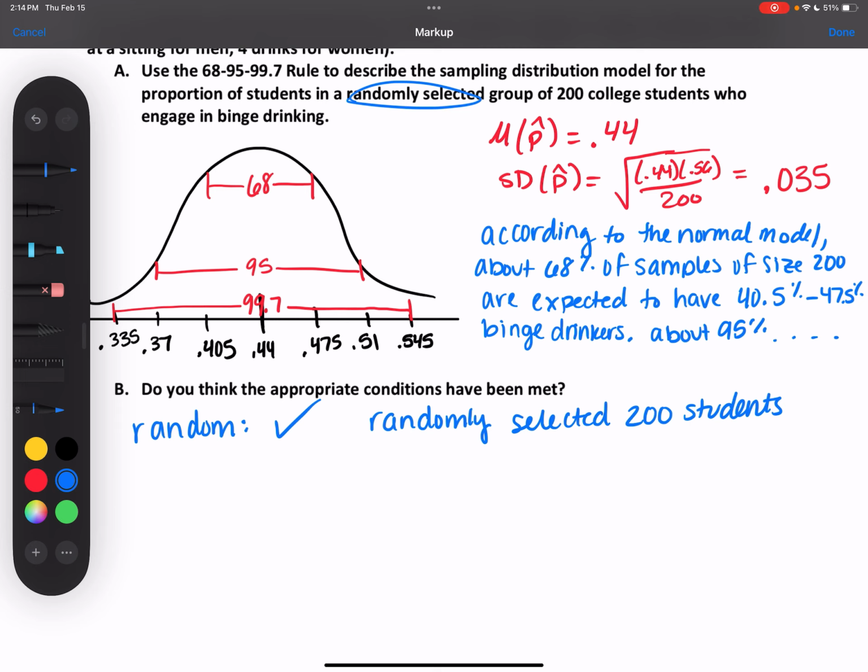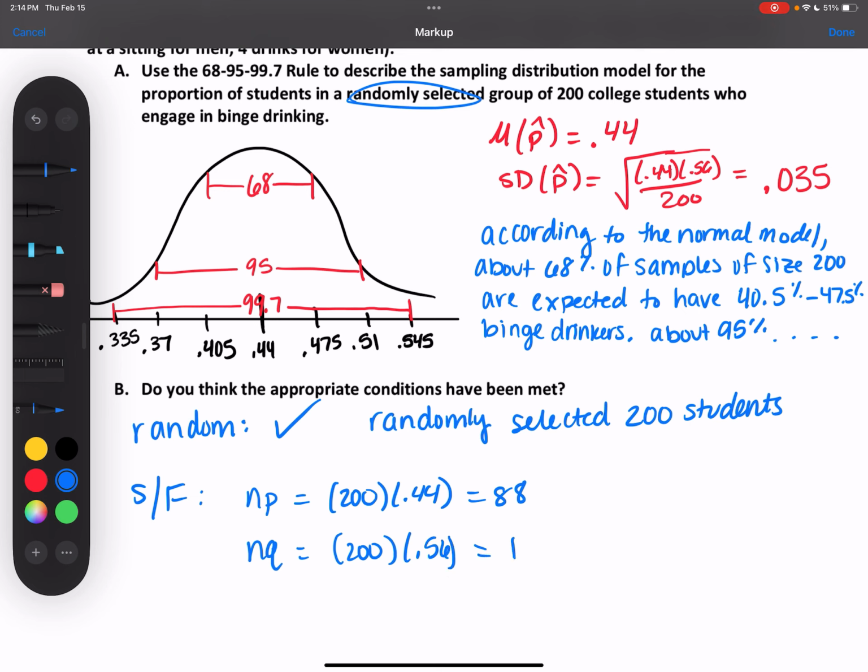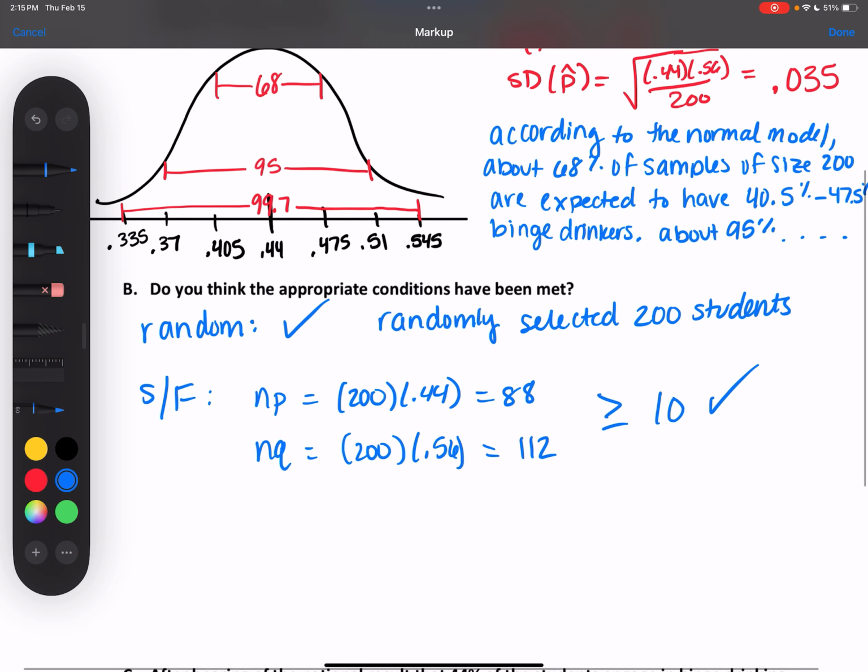So I would say something like, randomly selected 200 students, for the explanation of that. Okay, success failure. I would show the math. I would show the n times p, actually showing that you're multiplying 200 times 0.44, which would be 88. And n times q is 200 times 0.56, which is 112. And I would just put that both of those are greater than or equal to 10 to show that that condition is met. Kind of like that.